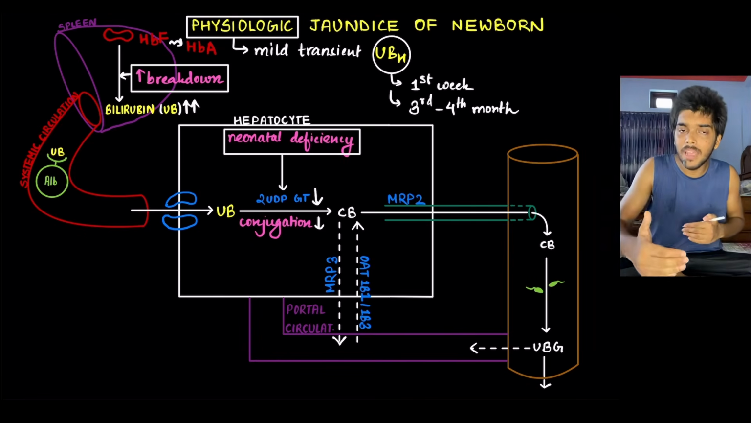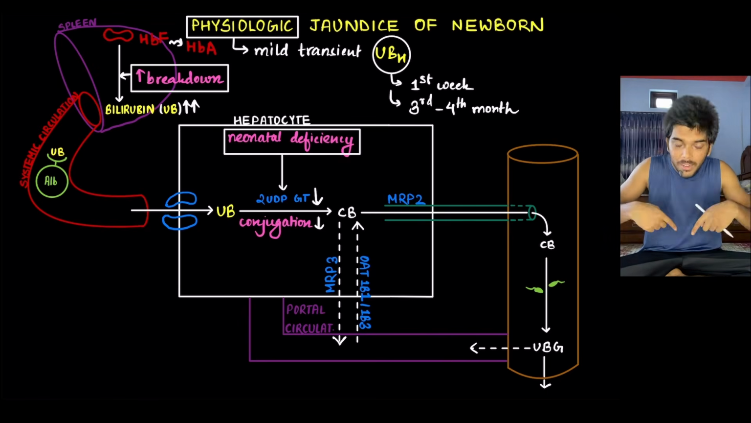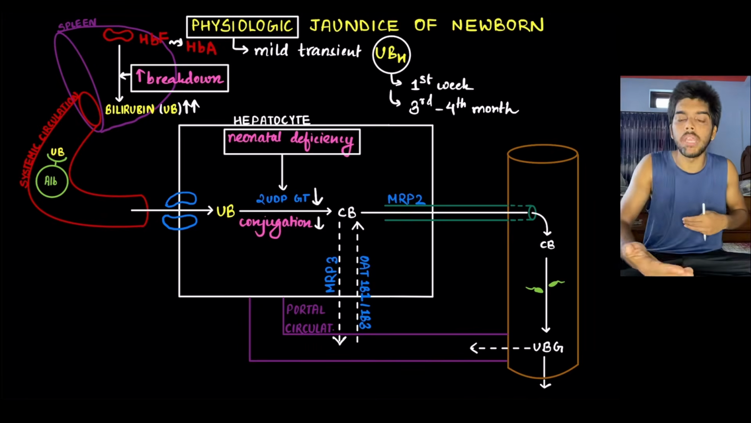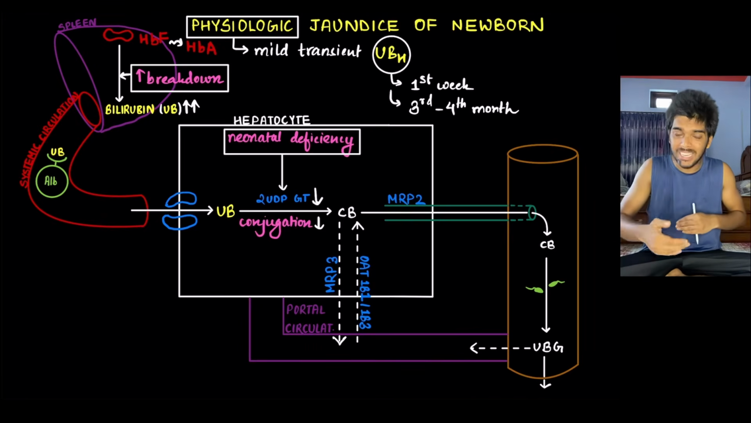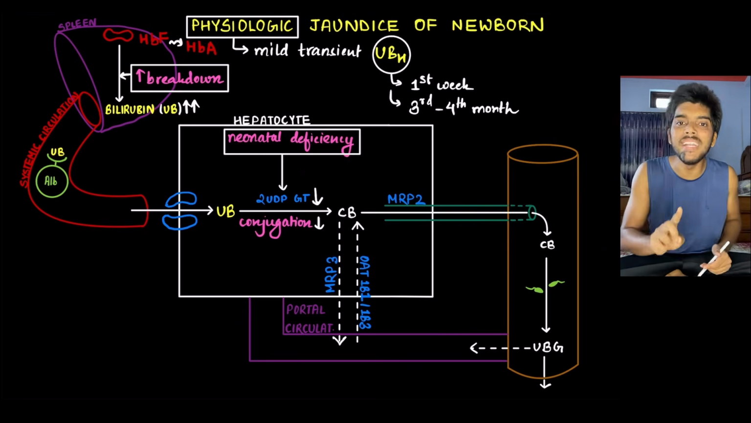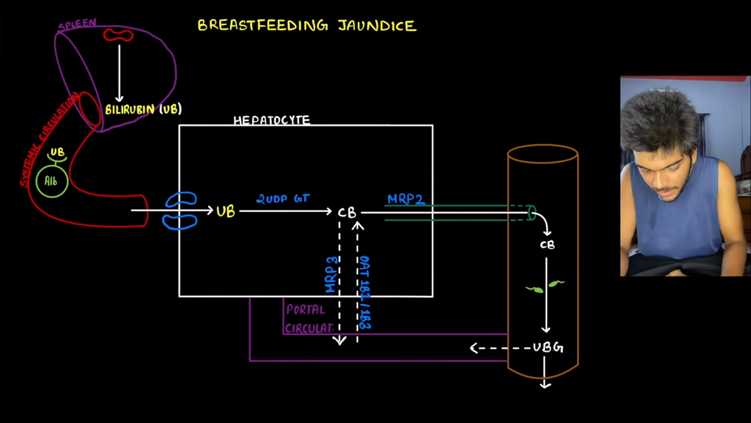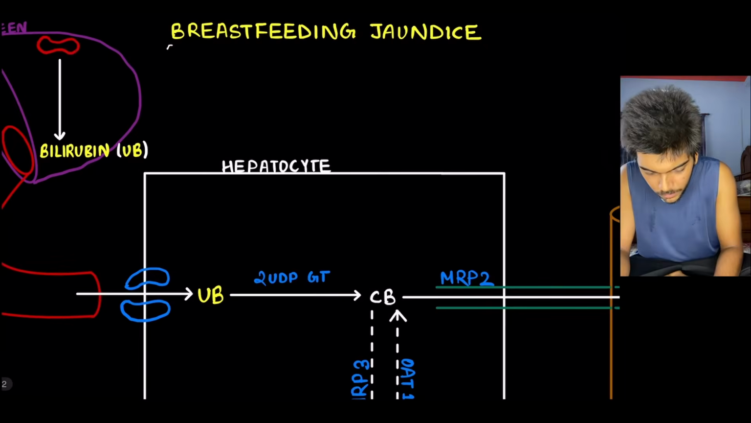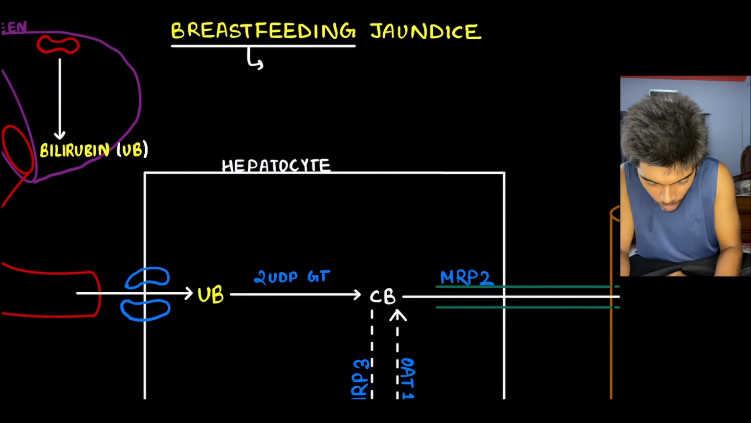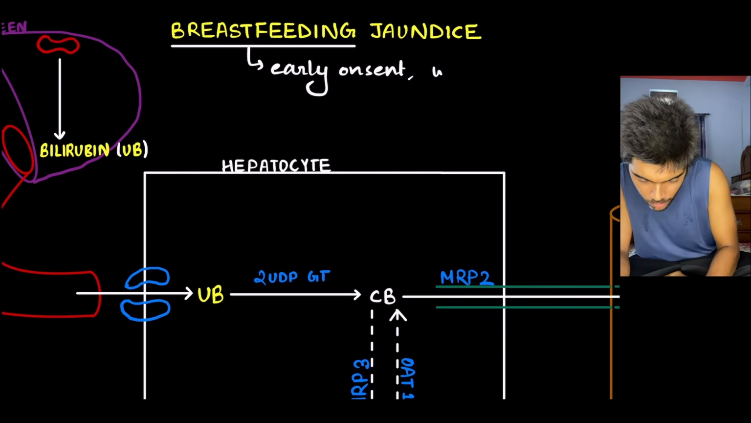Let's divide the development of this newborn into two phases: the first week and then after the first week. Within the first week, if the baby is not fed breast milk, or there is deficiency of breast milk, then this leads to breastfeeding jaundice. Breastfeeding jaundice has early onset, within the first week.